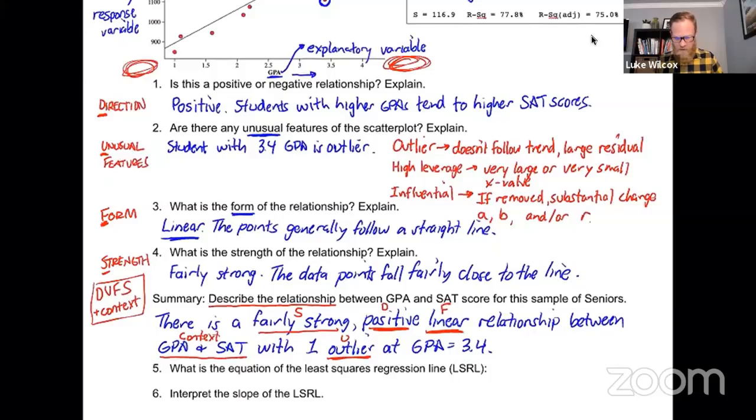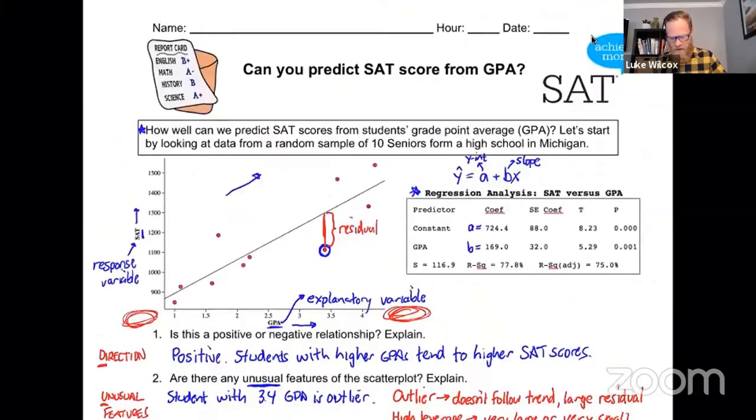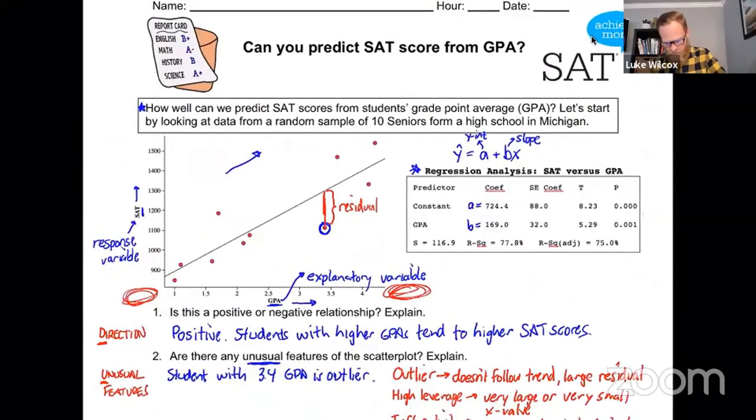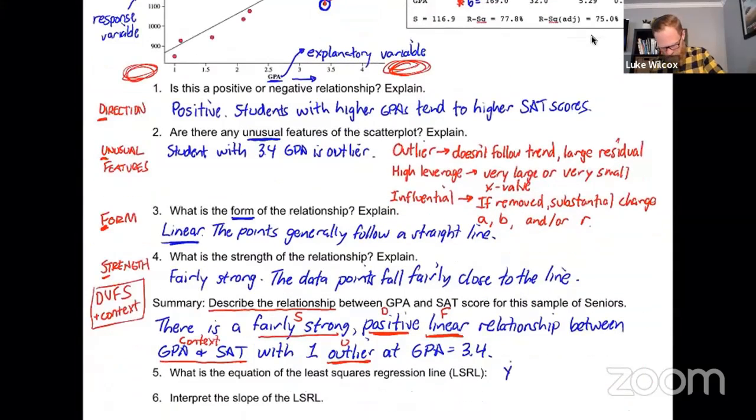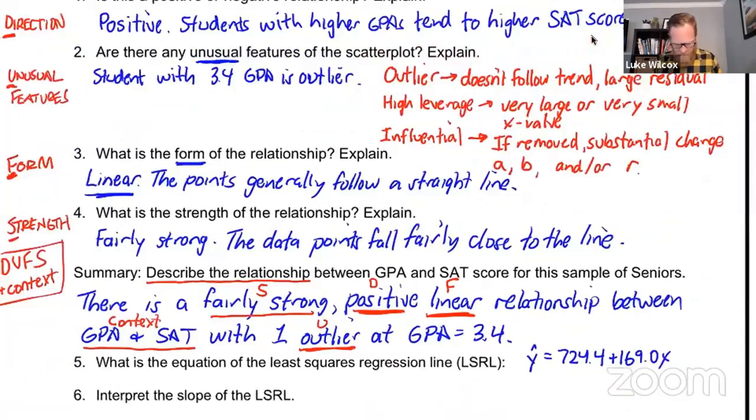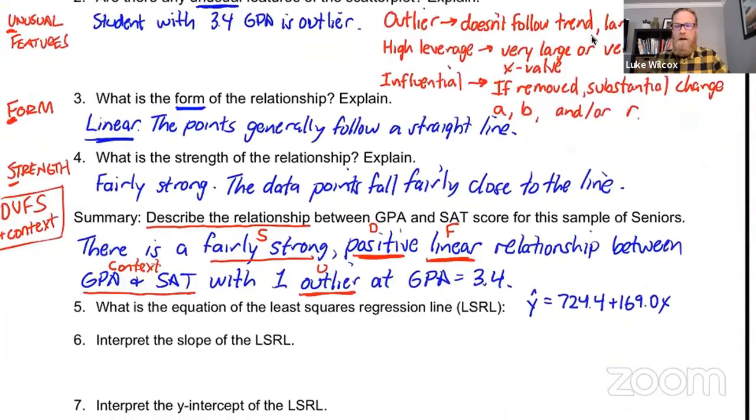Now for number 5, the equation of the least squares regression line, we need the numbers from the computer output, and really these are the two numbers that we need, the y-intercept and the slope. And so let's just copy those down here. We've got y hat equals our a value, 724.4, plus our b value, 169.0 times x. But here's the deal. I'd like to do a little better than that with our equation for the LSRL. I'd like to know what x and y represent in this particular context. So we're actually going to use contextual variables here.